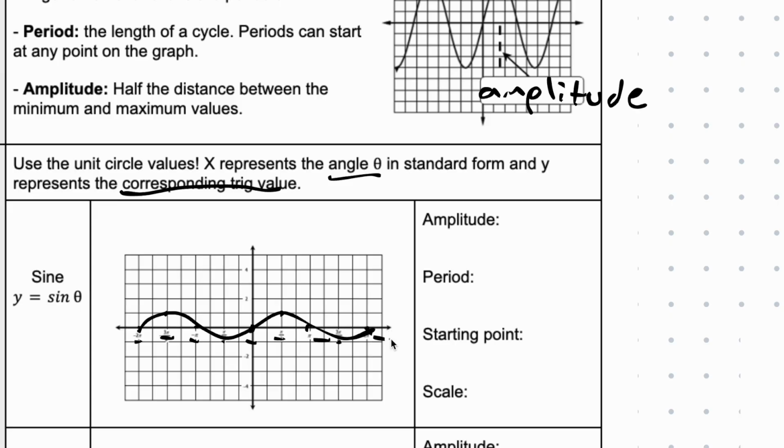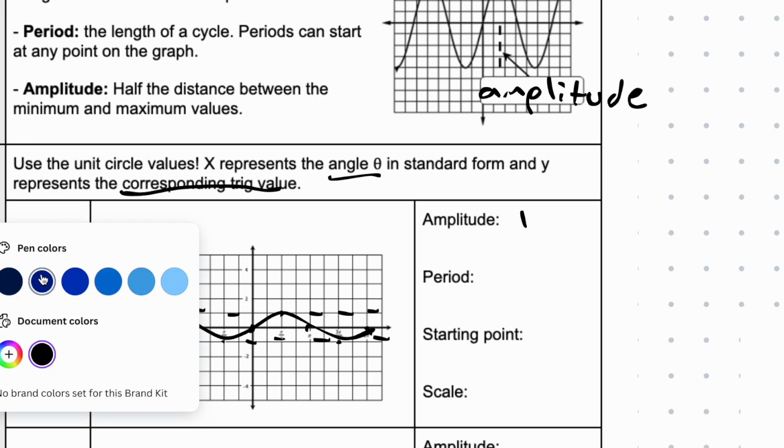And then our maximum value is going to be up here, 1. So the distance between these two is going to be 2. We divide that by 2, and it's going to be 1. Our amplitude is 1.